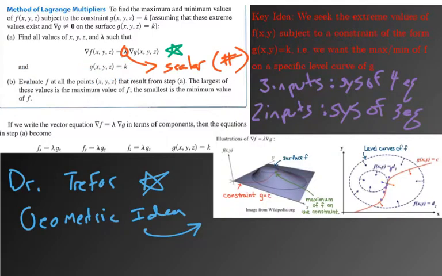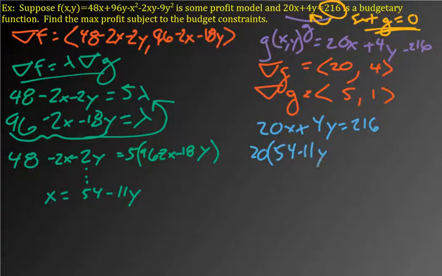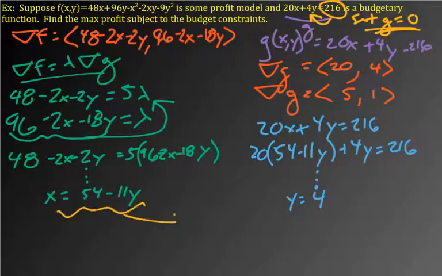And this part. Let's do blue. So using just 20x plus 4y equals 216, I plug in what x is: 20 times 54 minus 11y, plus 4y equals 216. I'm also going to save you the annoying algebra there. Simplify that down, and you can get y equals 4. And then you could just go back to this or something.